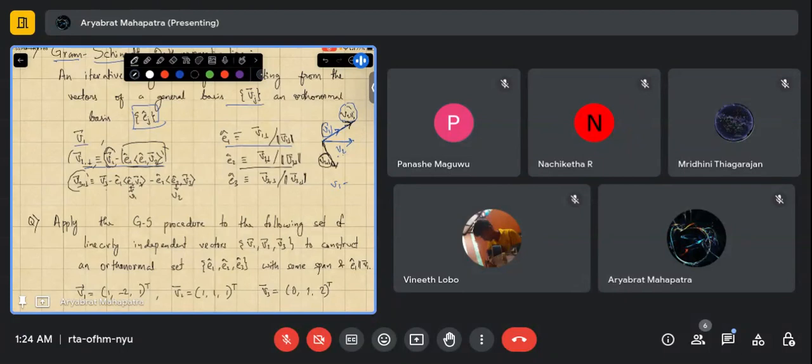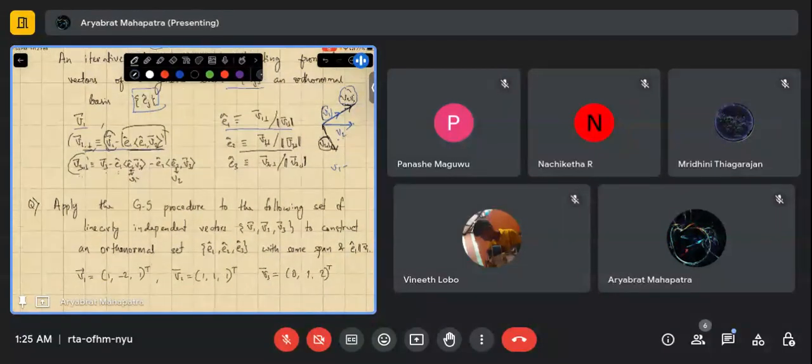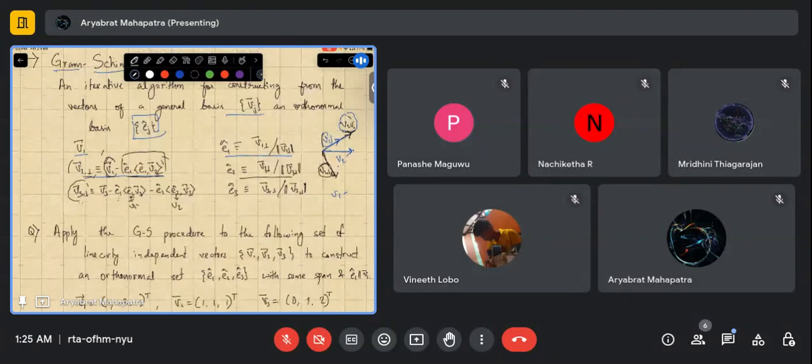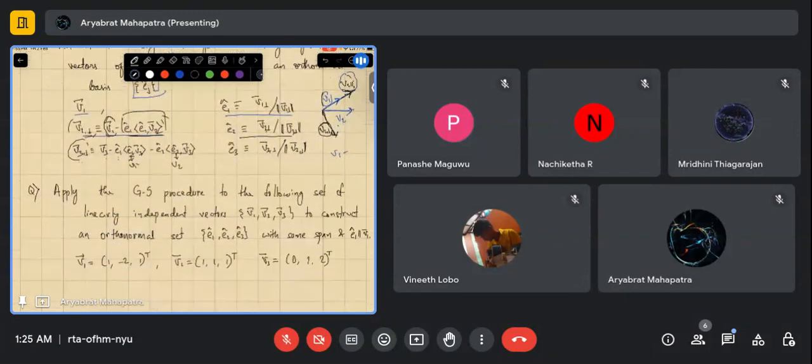The same I am doing with V3 perpendicular also. I've taken away the projection of V3 on V1 and also on V2. So I get a V3 perpendicular component which will be perpendicular to the newly constructed V1 and newly constructed V2, that is, V2 perpendicular and V1. So that is the idea of orthonormalization.